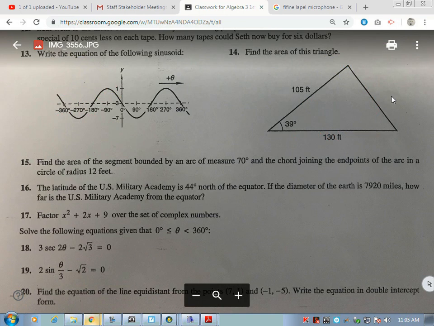All right. 16. The latitude of the U.S. military academy is 44 degrees north of the equator. If the diameter of the Earth is 7,920 miles, how far is the U.S. military academy from the equator? What do we do to do this? How far? This is arc length. Arc length. All right. Does anybody remember what the arc length formula is?